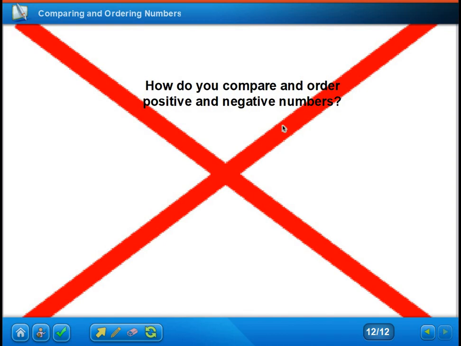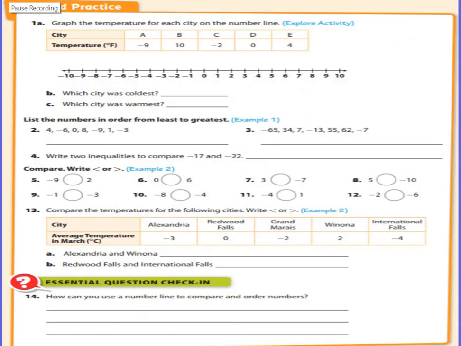All right, and then here we're looking at how do you compare and order positive and negative numbers? So this is your essential question. This is for you to answer. How do you compare and order positive and negative numbers? And the other questions that you are going to answer are your guided practice problems.